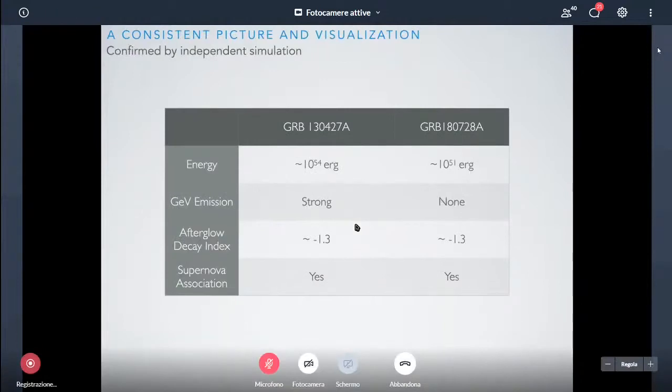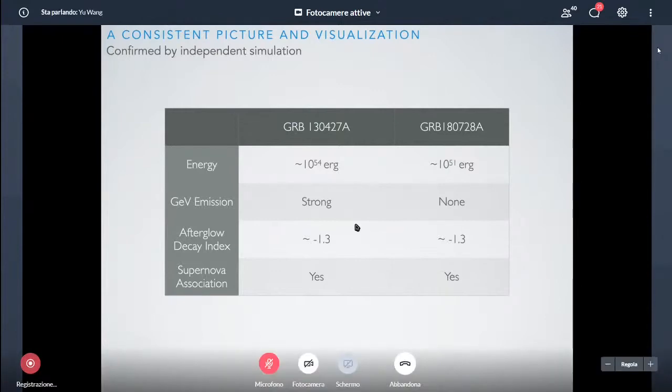So in the previous slides, we have inferred the binary separation from the prompt emission and the spin of the neutron star from afterglow data. In the following, we confirm the consistency of these findings by numerical simulations of these systems.